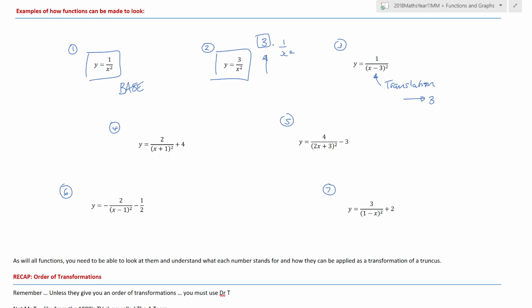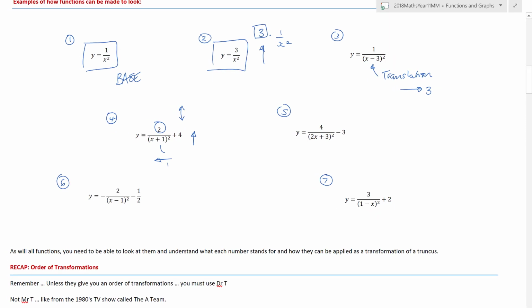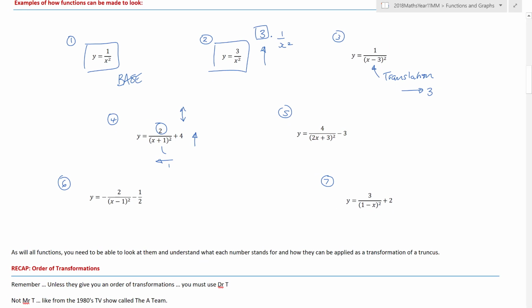Number 4 here. Let's see, what do we have here? That 2, I now know that's going to be a vertical dilation factor 2. The 1 is going to move it 1 unit to the left because it's negative. You know, +1 means do the opposite. And this +4 means 4 that way. Now you can see that I'm circling and doing arrows. Why? Because it helps me break this stuff down. That's the whole point of doing it. Planning for when I actually draw these functions.